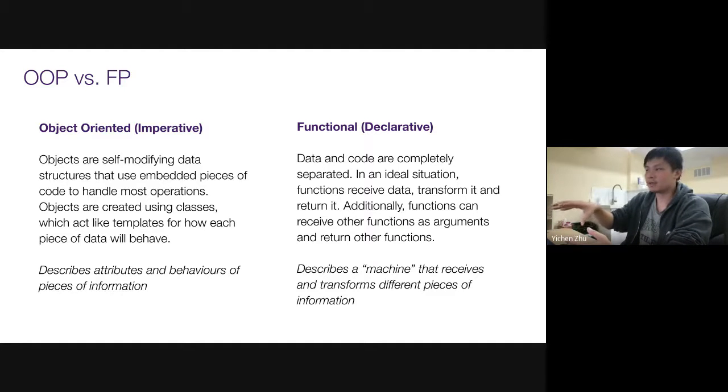And in functional programming, data and code are completely separate. Yep, and they are in an ideal situation. Functions receive data, transform it, and return it. Additionally, functions can receive other functions as arguments and return other functions. Describe a machine that receives and transforms different pieces of information.